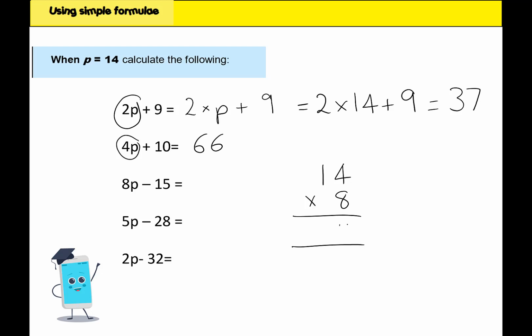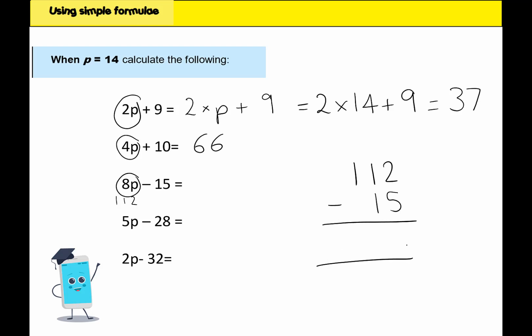4 times 8 is 32. 1 times 8 is 8. Add my 3, it's 11. So my 8P is equal to 112, and I need to subtract 15 from that. So you might do it mentally, or you might want to do a written method. I'm going to do a written method here.